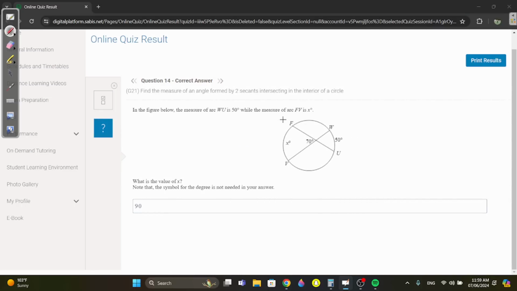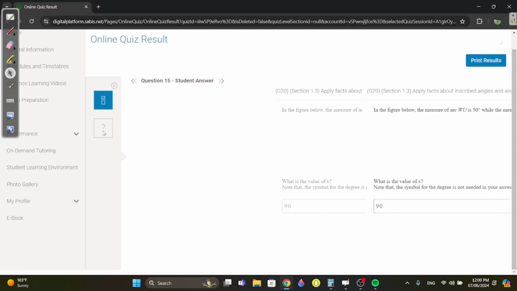Question 14. Now it's in the interior. So arc 1 plus arc 2 divided by 2 equals the interior angle. Now we're adding and dividing by 2. When it was outside, we would have subtracted, but here it's in the interior, so you add. Arc 1 would be x, arc 2 would be 50, divided by 2 equals the interior angle 70. To get rid of this 2, we can multiply by 2 on both sides, and you're going to get x plus 50 equals 140. Sorry, you're going to get x equals 90 degrees. So 90.